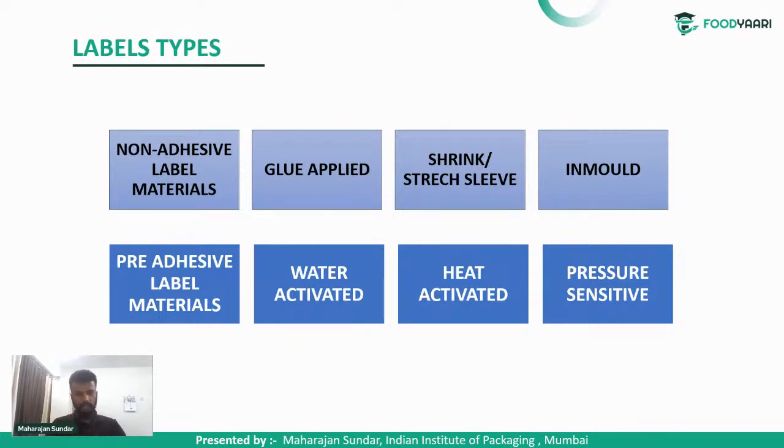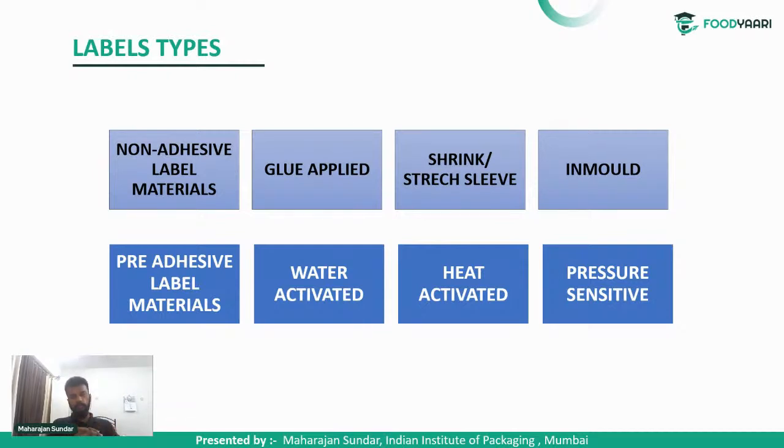Pre-adhesive labels are of three types: water activated, heat activated, and pressure sensitive. Water activated, do you remember, everybody might have used revenue stamps. A layer of adhesive material is applied. We just use a drop of water over it, or our saliva, and stick it over the postcard. That is water activated. This kind of label is also used.